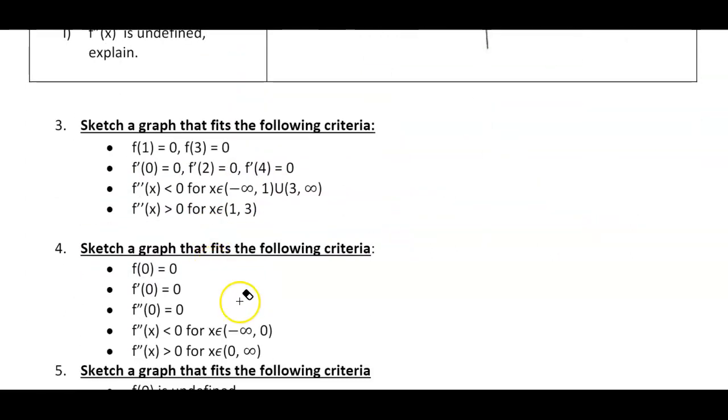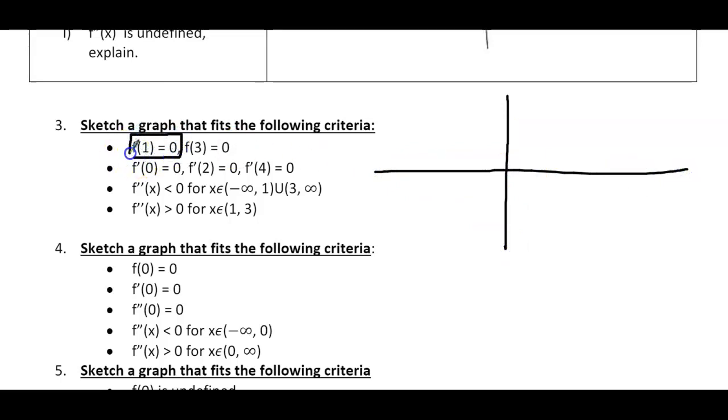Let's take a look at number 3. So here we're just going to turn this picture into a graph. We're going to start by graphing these points. That's a point (1, 0), which is probably right about here. This is another point (3, 0), right about there. They tell me the slope at 0 is 0, and the slope at 2 is 0, and the slope at 4 is 0.